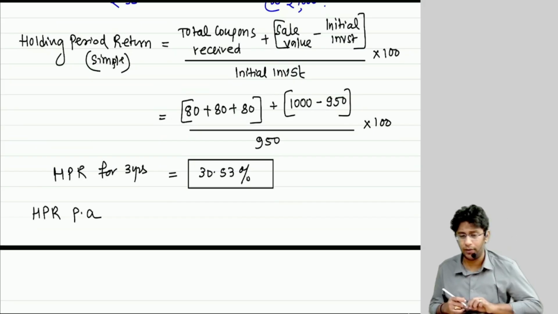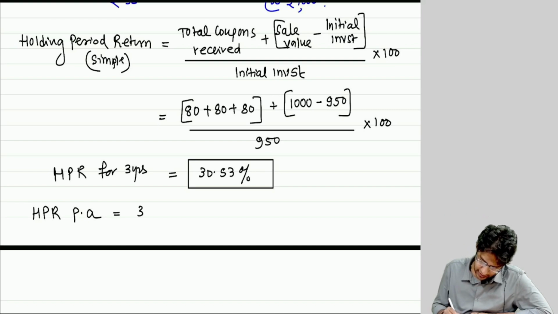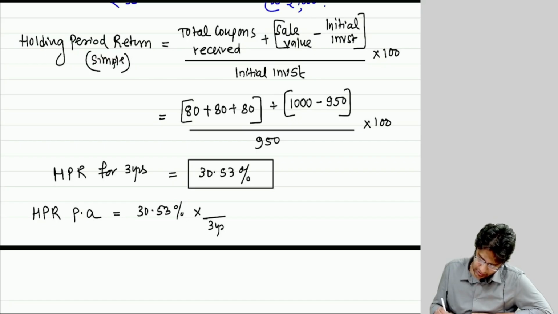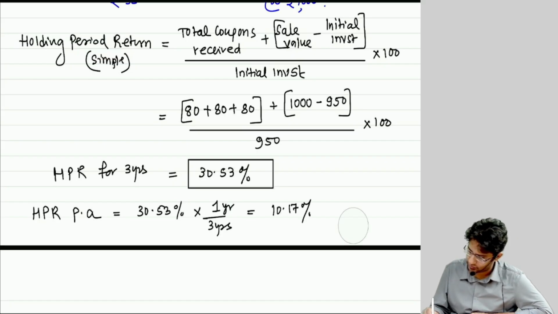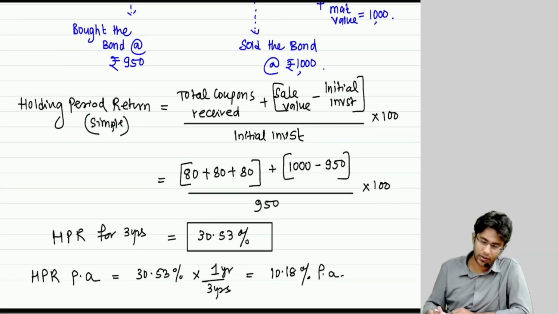HPR per annum. Nobody will ask you this, sir, but if somebody asks you, then you just calculate it proportionately. How to compute proportionately? 30.53% is for how many years? 3 years. Divide by 3, multiply with 1. 17 or 18? 18. Well, this is how you do holding period return.